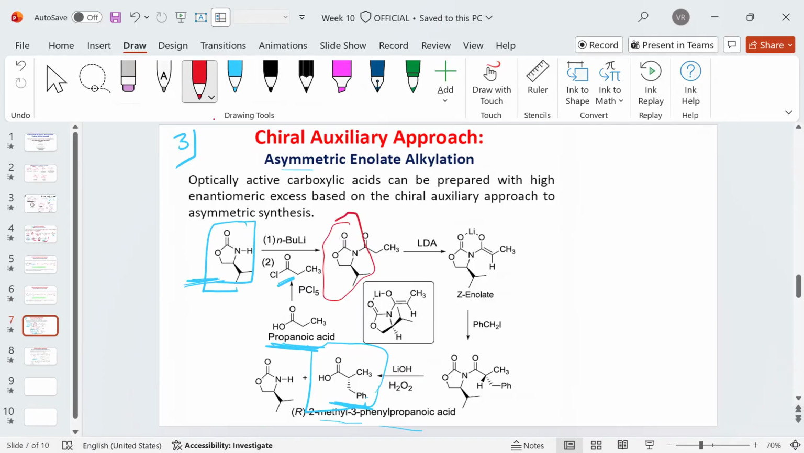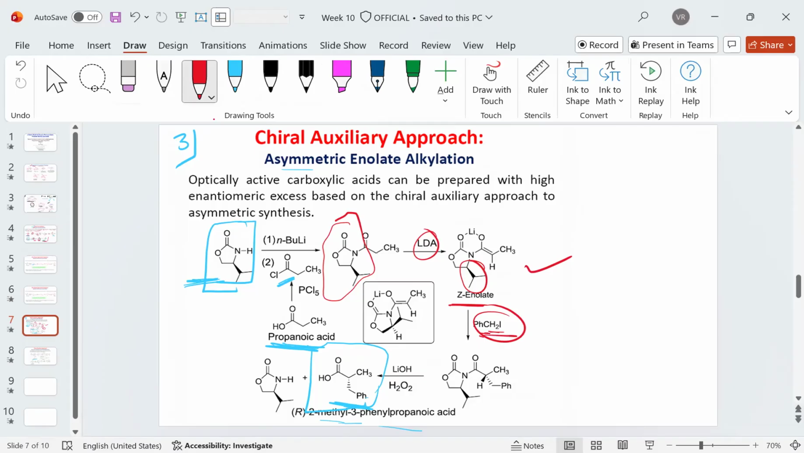Once this auxiliary is attached, when we treat this compound with LDA, lithium diisopropylamide, which is a strong base, it abstracts this proton and forms the Z enolate as the major product. Why? Because of the steric hindrance present in the chiral auxiliary part, it is forced to form the Z enolate as the major product. Once this Z enolate is formed, we treat it with PhCH2I, which is not an aryl iodide, it is actually an alkyl iodide, phenyl substituted.